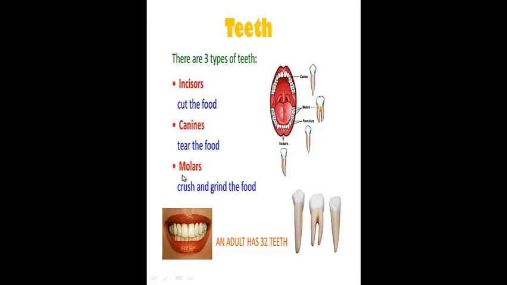Then we have the big teeth in our mouth, which are molars and premolars. Molars are very big and wide teeth, to crush and grind food. And premolars are also for crushing and grinding food because they are big and wide.